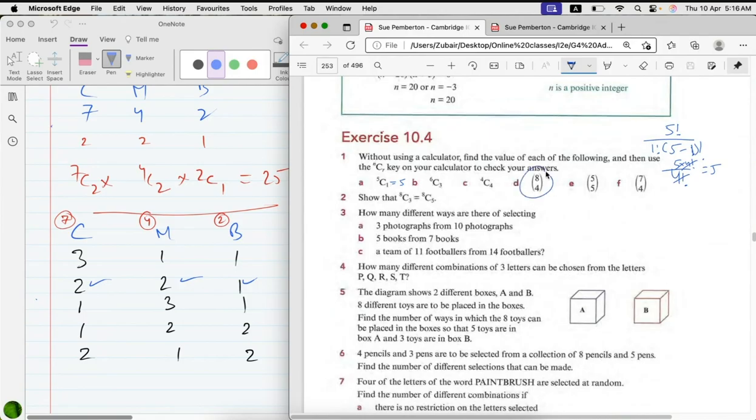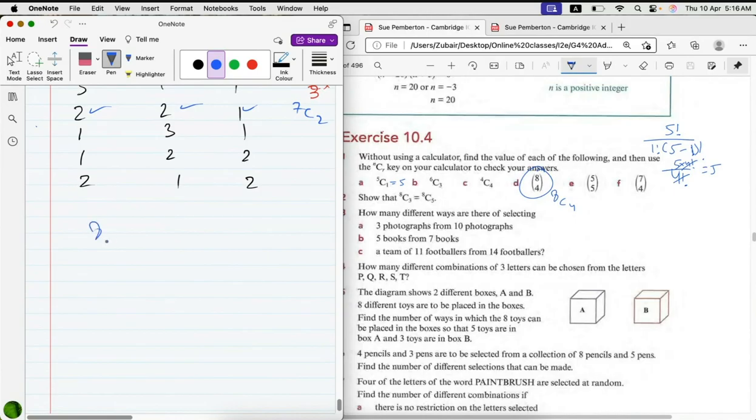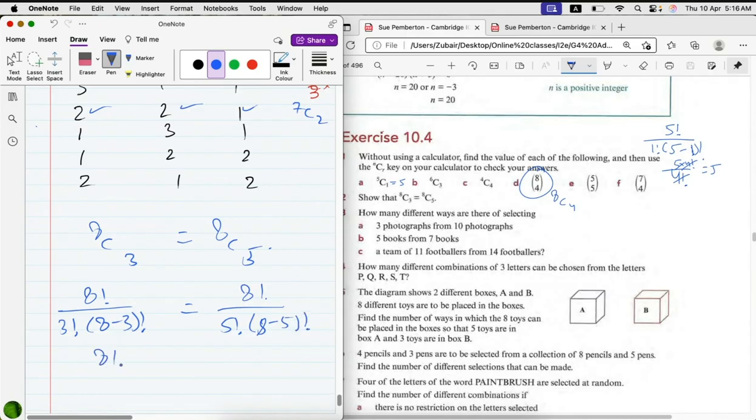And this is just a different writing style. This means 8C4. Okay, show that 8C3 and 8C5 are the same. So 8C3 is 8 factorial over 3 factorial into (8 minus 3) factorial. On the other side, 8C5 is 8 factorial over 5 factorial into (8 minus 5) factorial. So that's 8 factorial over 3 factorial into 5 factorial, and that's 8 factorial over 5 factorial into 3 factorial. So yes, they're the same.